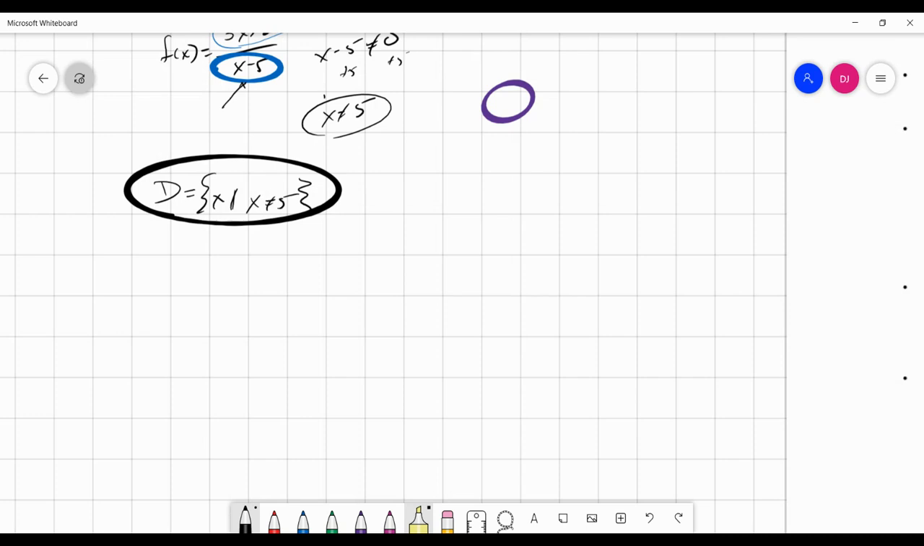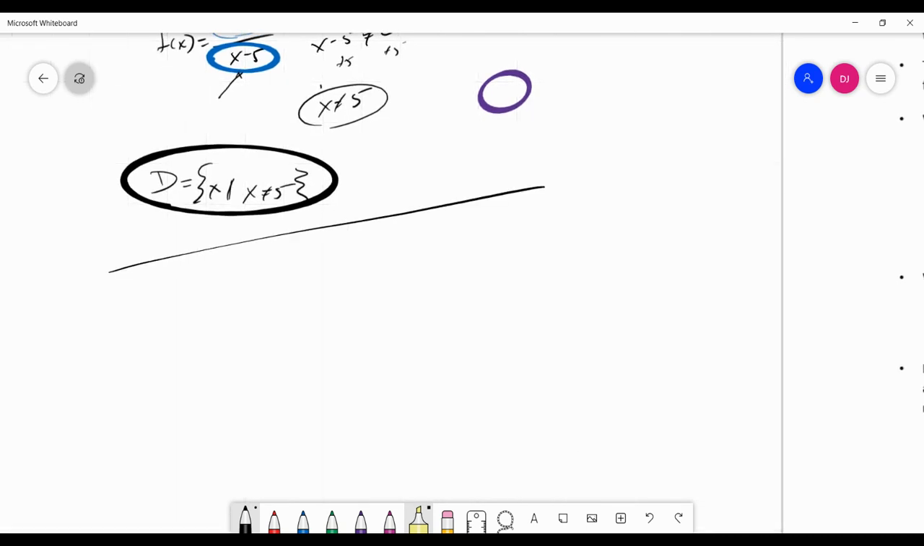Okay? Another parenthetical thought here. Suppose f of x equals 3x plus 6 divided by 2x minus 3.